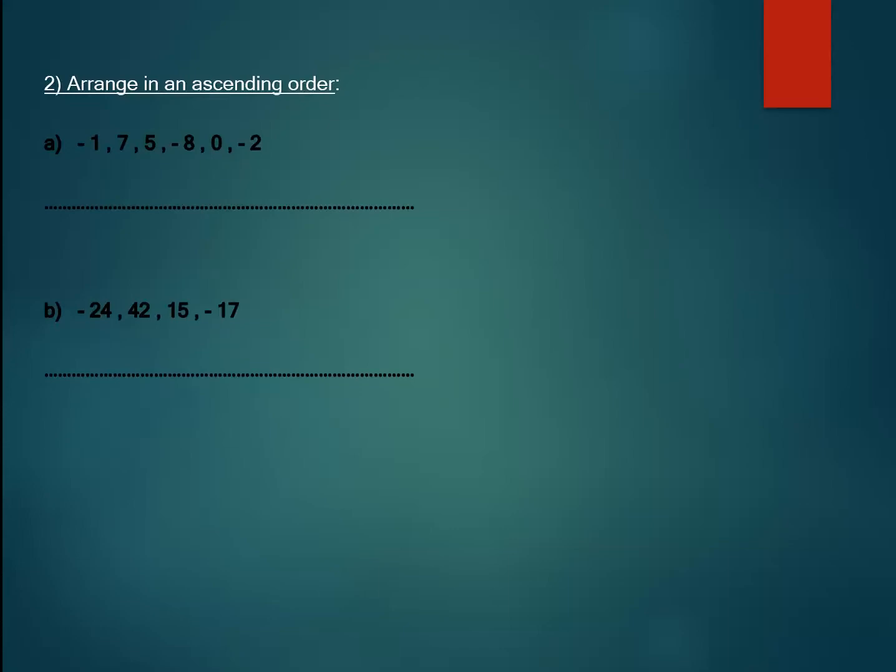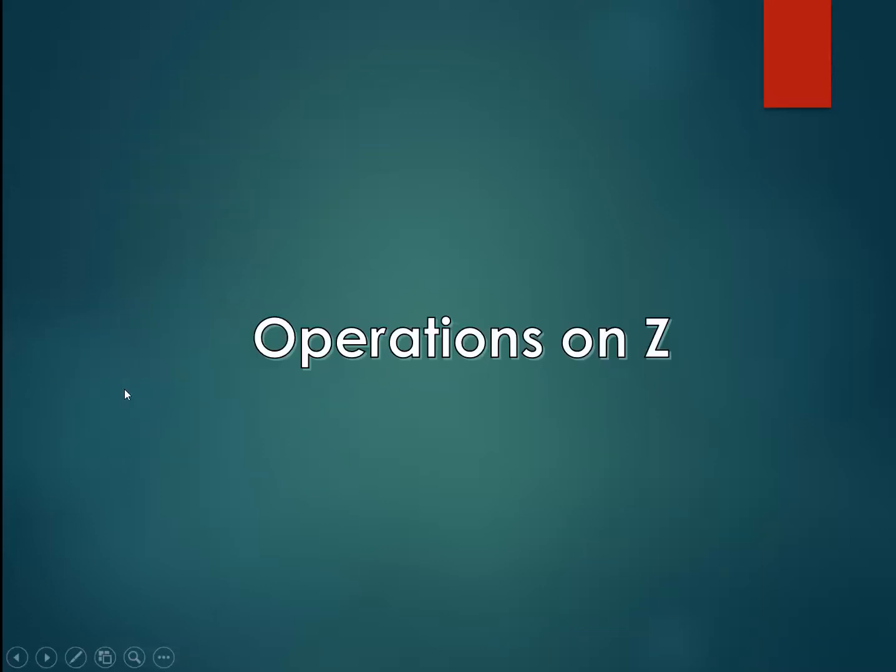Arrange in ascending order. Here we have negative 1, 7, 5, negative 8, 0, and negative 2. What is the smallest number here? The smallest is negative 8. So negative 8, then negative 2, then negative 1, then 0, then 5, then 7. Here, what is the smallest number? The smallest number is negative 24, then negative 17, then 15, then 42.